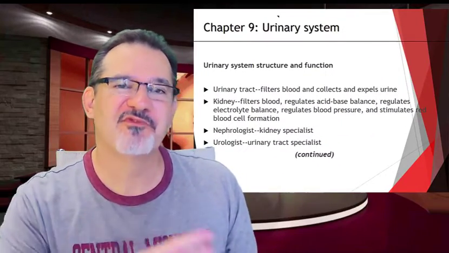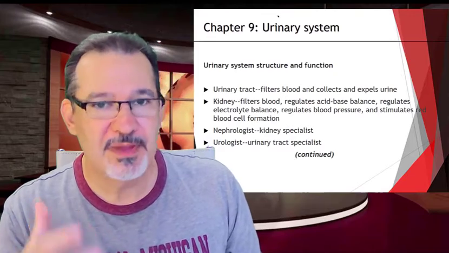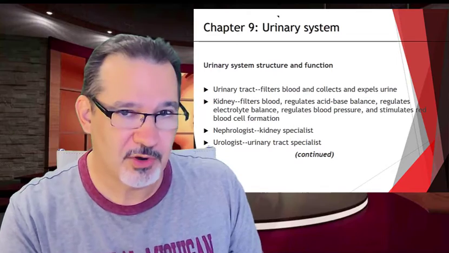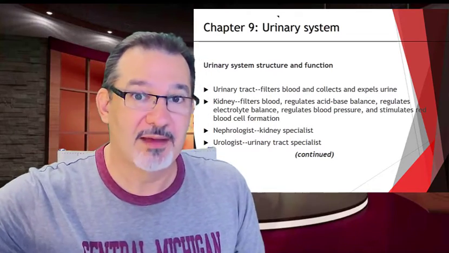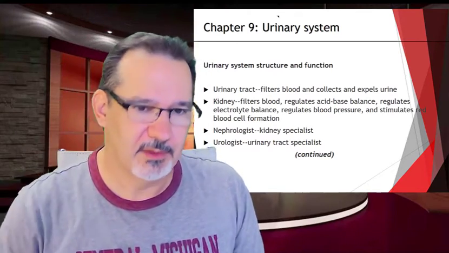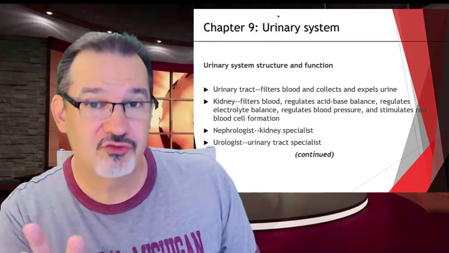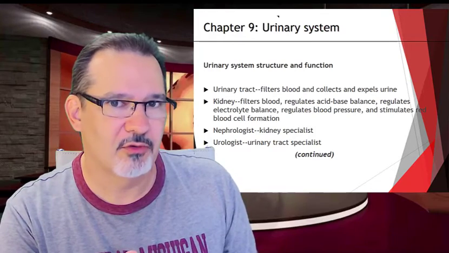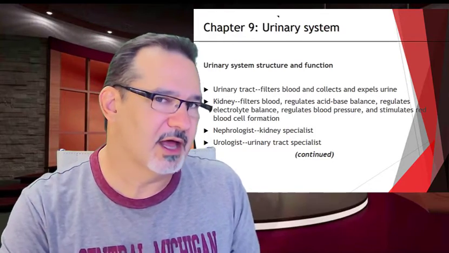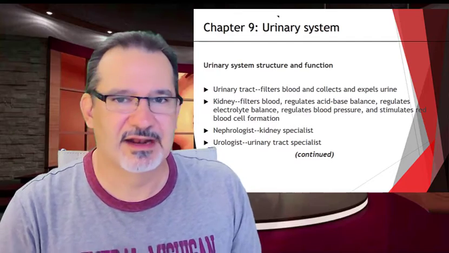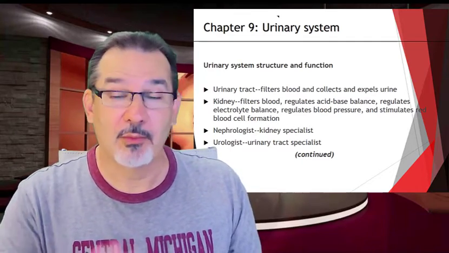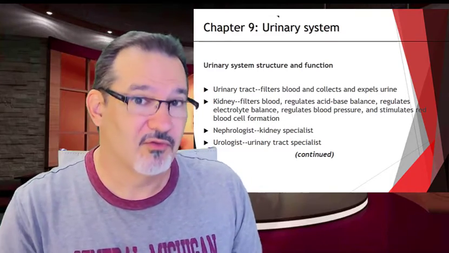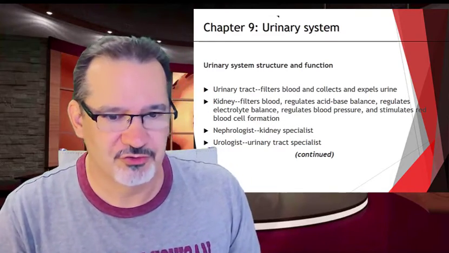The urinary system function and structure. The basic function of the urinary system is to filter blood and waste products and then expel them from the body. We have two kidneys in most cases. The kidneys are responsible for helping to filter the blood, regulate acid and electrolyte balance, help regulate blood pressure as well, and stimulate red blood cell formation. So those are the basic functions of the kidneys.